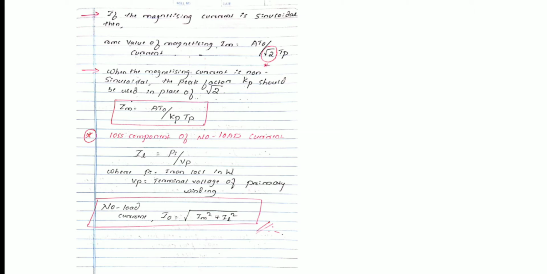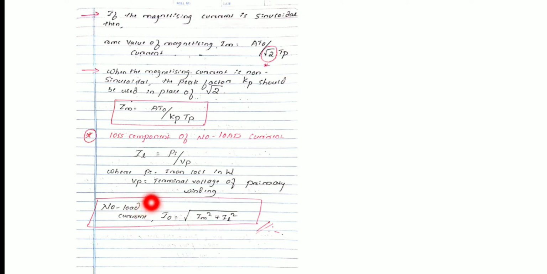Then which component is remaining now? One more component, the loss component. The loss component of no load current is the power, nothing but the iron loss. P is equal to V into I. With respect to the primary, the current is represented by the loss component, that is IL, the no load loss component current. From this equation, P is equal to V into IL, so I can write IL is equal to Pi divided by Vp. This gives the loss component of the no load current. Pi is nothing but the iron loss in watts, and Vp is the terminal voltage of the primary winding. So from this equation we get the loss component of the no load current. Already we got the magnetizing current as well as the loss component of the current.